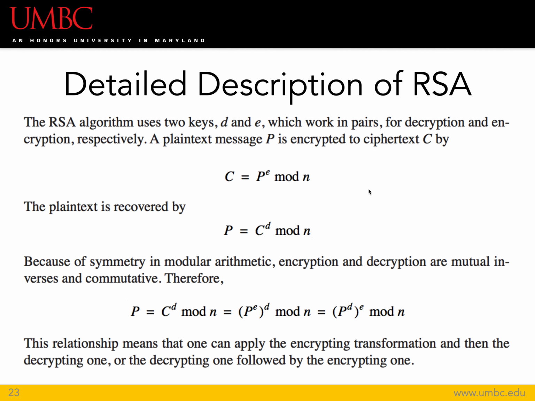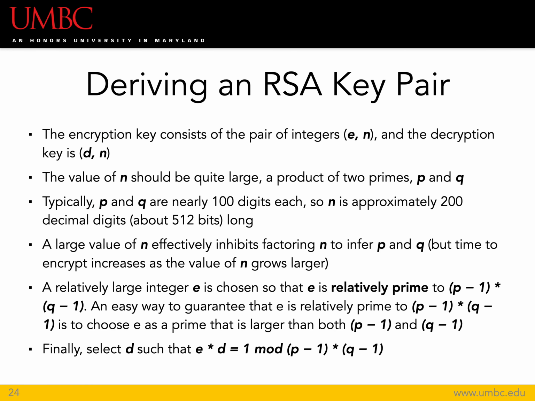Now how do we calculate all of the keys that we need? We need to have this encryption key, the decryption key, and this large number n. Deriving the key pair is essentially a simple step-by-step process. We need to have the e and the n, the d and the n, and the value of n has to be a quite large product of two primes, this p and q that we're trying to calculate. So p and q are going to be roughly 100 digits long, and therefore n is going to be this 200 decimal digit, 512-bit long thing, this very large number calculation.